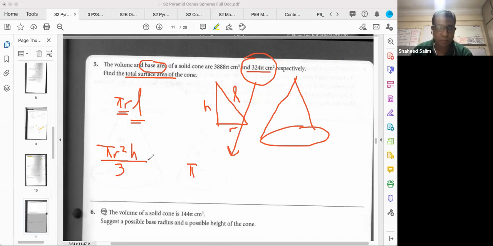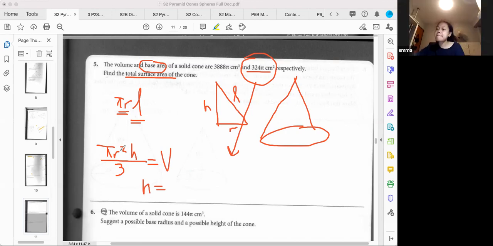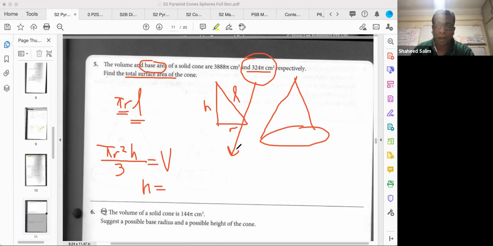1/3 is over 3. You're not confused here. Are you confused? Equals to volume. So now you got to make H the subject. Once you make H the subject, you can find what is H. Because now you know what's R, you can substitute in. You know what to do? So you find what is R first using this. Then we find what is H. And then we find what's L. And then we find curved surface area, and then we plus it to this. Okay?